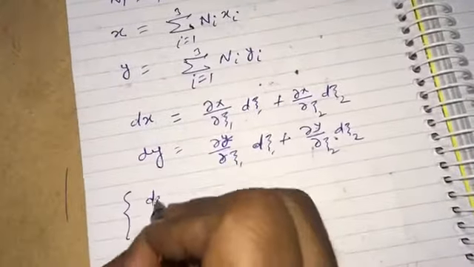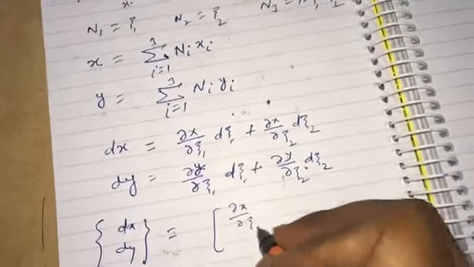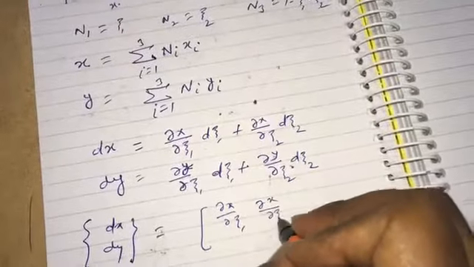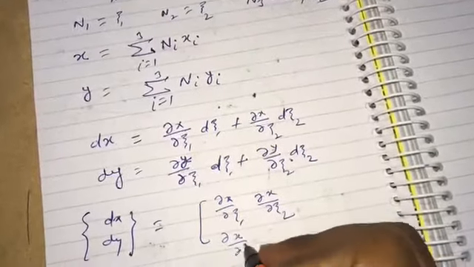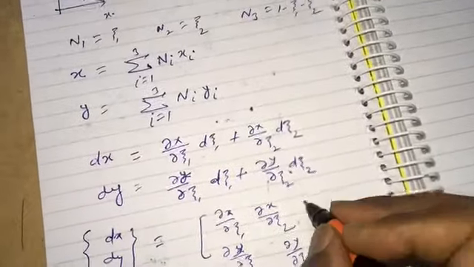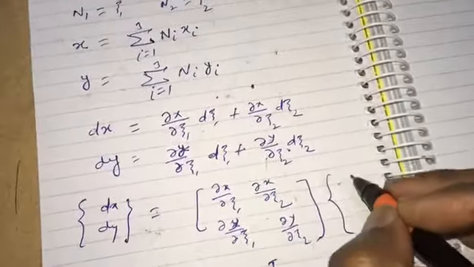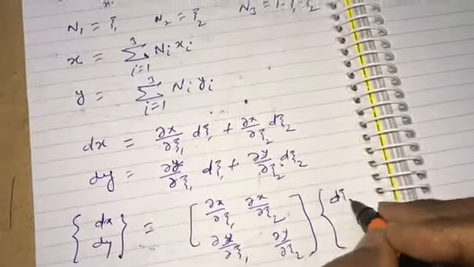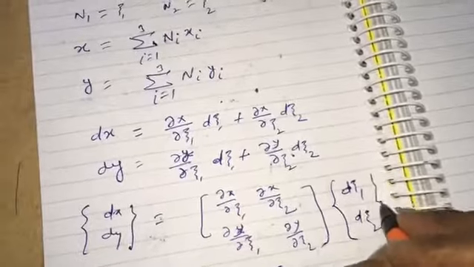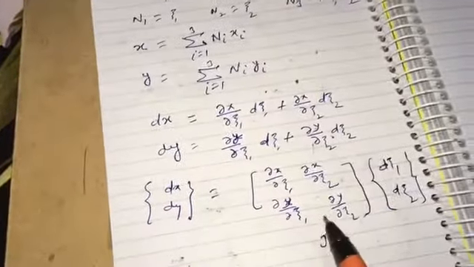or dx dy is given by the matrix del x over del xi1, del x over del xi2, del y over del xi1, del y over del xi2, times d xi1 and d xi2. So this is the Jacobian matrix we call J. Okay, so this is the relationship between the variation in these two coordinate systems. So this is what it relates.